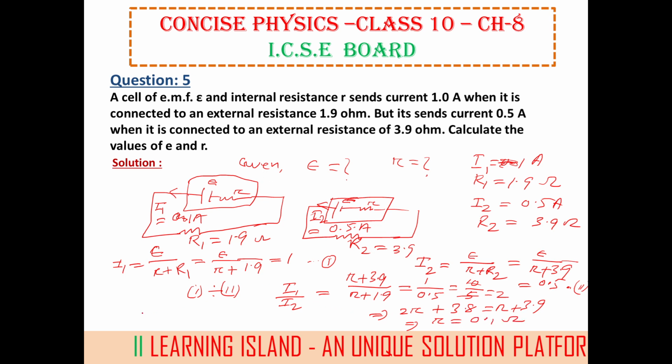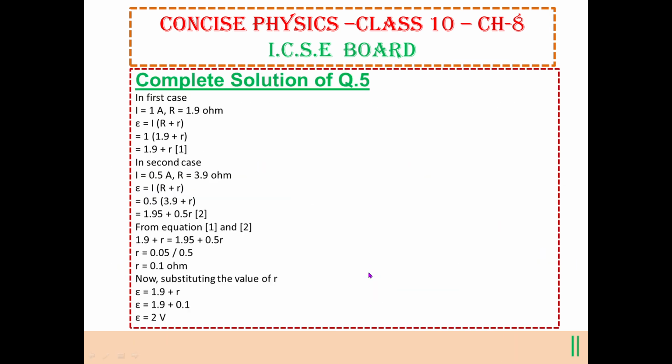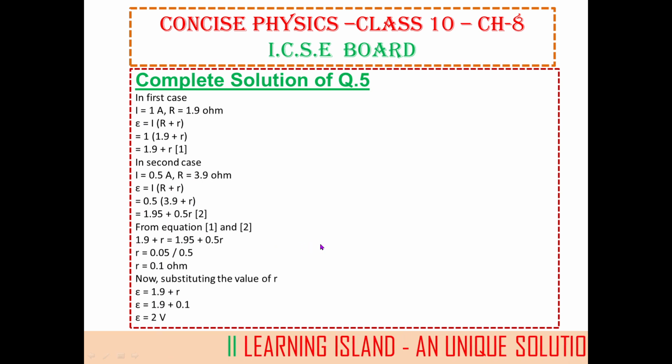Now if I put the value of r in equation number 1, we get E by 0.1 plus 1.9 equal to 1. On simplification we are getting E equal to 2 volt. So hope this is clear to you. So go to the final solution. It is given here. So please pause the video and write it down.